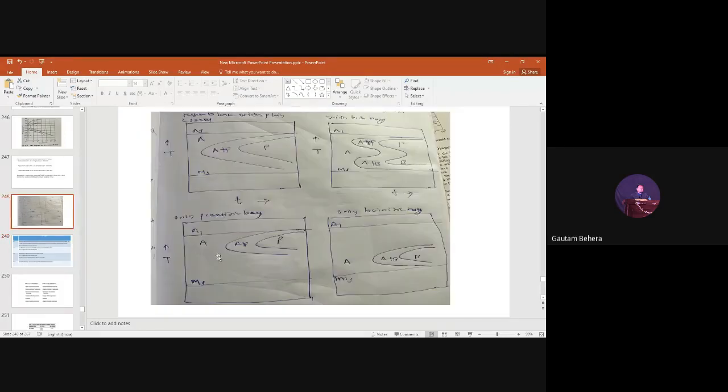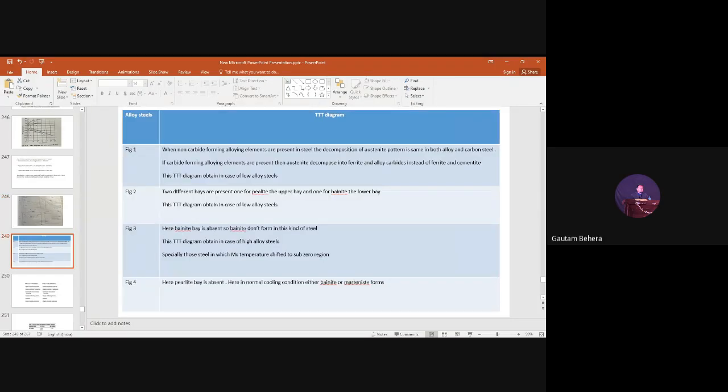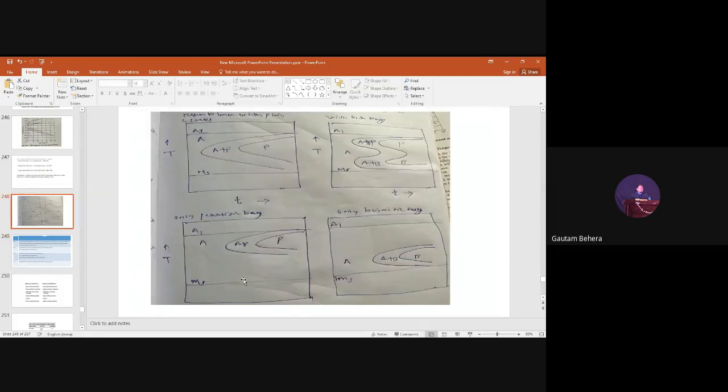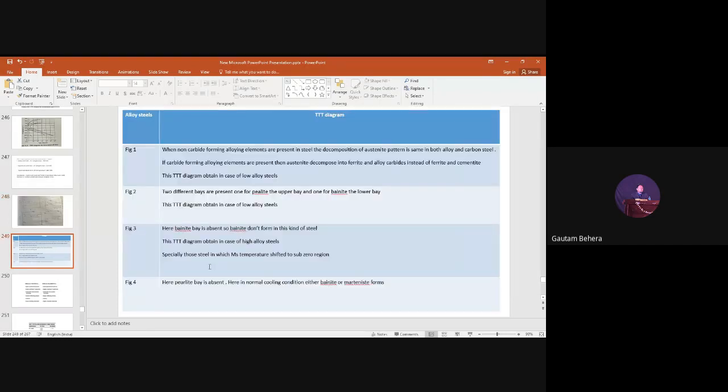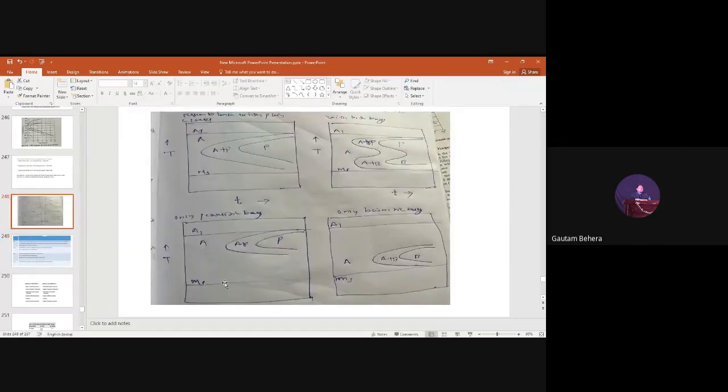And figure 3, you can see this figure, we have only a pearlitic bay, and the bainitic bay is absent. So bainite does not form in this kind of steel. And this TTT diagram is obtained in case of high alloy steels, especially those steels in which the Ms temperature is shifted to the sub-zero region. So here, as I told, the Ms temperature goes to a very low temperature, near the sub-zero temperature.